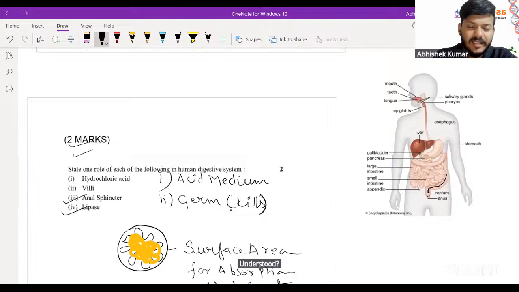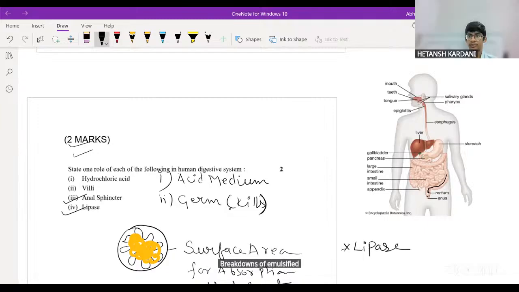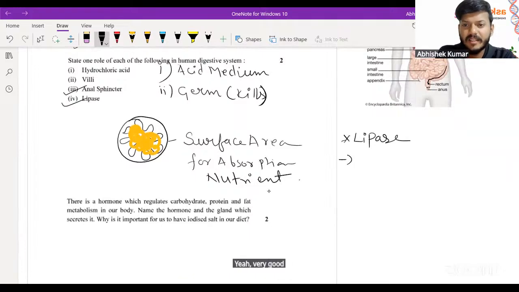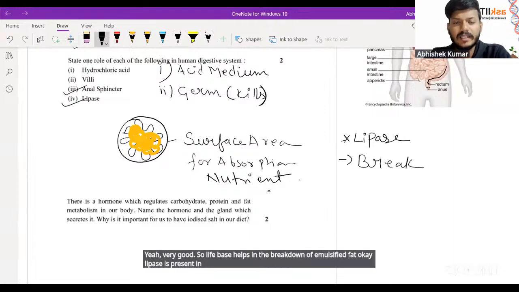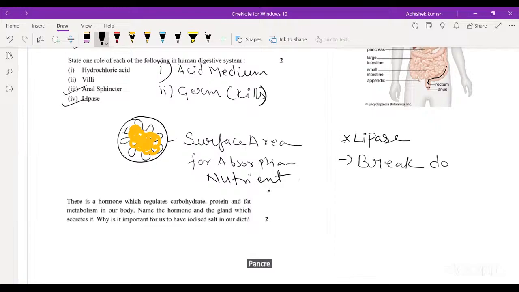And the last one is lipase. Breakdown of emulsified fats into fatty acid and glycerol. Yeah, very good. So lipase helps in the breakdown of emulsified fat. Lipase is released from which gland? Pancreas. Yeah, it's the pancreas.